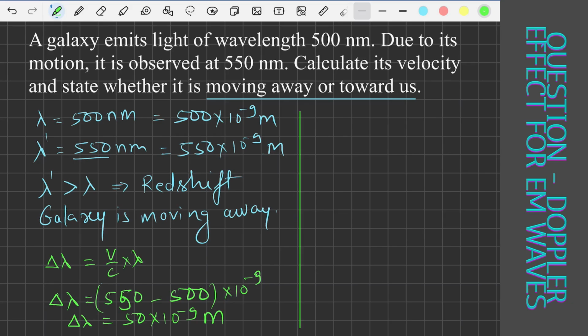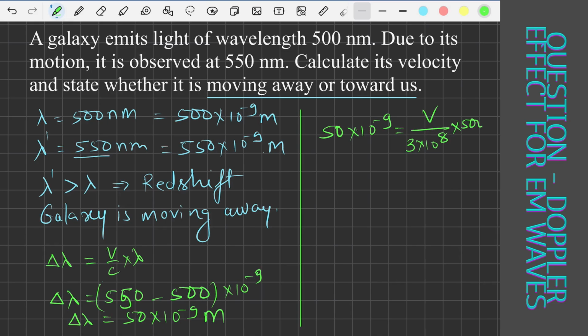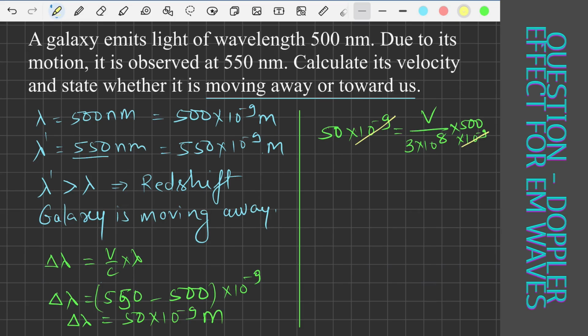Let's come to the other step. Delta lambda we are going to put as 50 into 10 power minus 9 equals to v, which is unknown to us, we need to find, and c we already know, 3 into 10 power 8 meters per second, which is speed of light, and lambda is already given to us, that is 500. I do not have space, so I will write it like this, into 10 power minus 9. So here let's cancel some things which can get cancelled. 10 power minus 9 towards the left side, 10 power minus 9 towards the right side, that will get cancelled, and we will get here 50 is equal to v by 3 into 10 power 8 into 500.